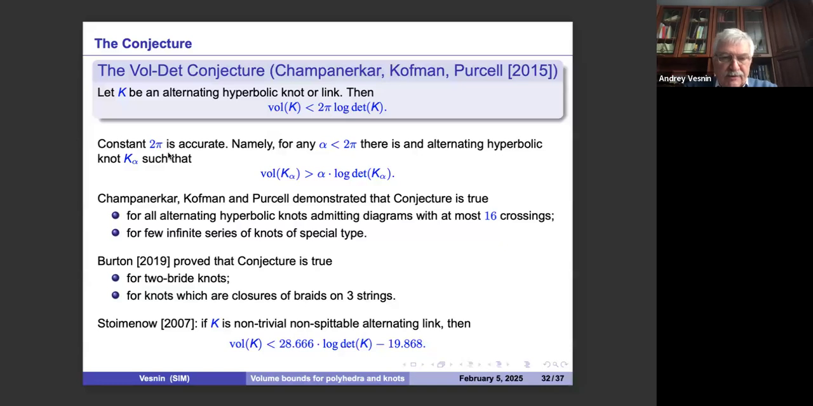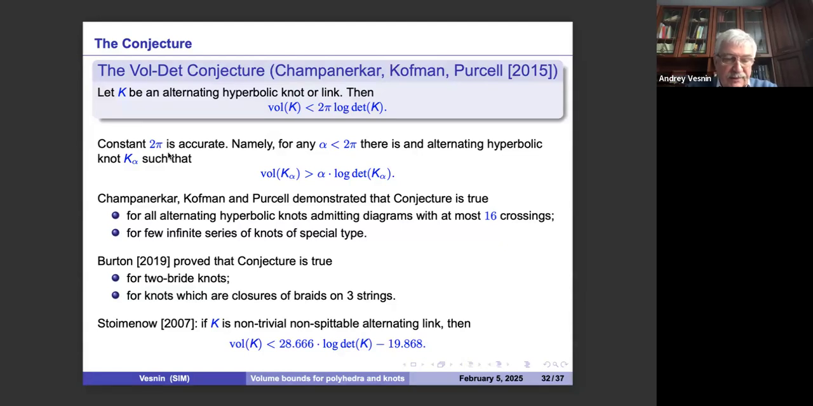Firstly, Champanerkar, Kofman and Purcell observed that this constant 2 pi is accurate. If you take something smaller than 2 pi, some alpha smaller than 2 pi, then you can find such a knot that the inequality fails. Also, they checked the conjecture for some families of knots: for alternating hyperbolic knots admitting diagrams with at most 16 crossings, so for tabulated knots, and for a few infinite families of knots of special type, called weaving knots.